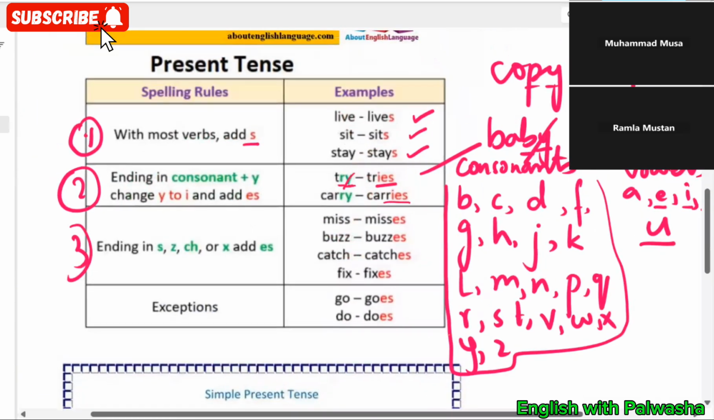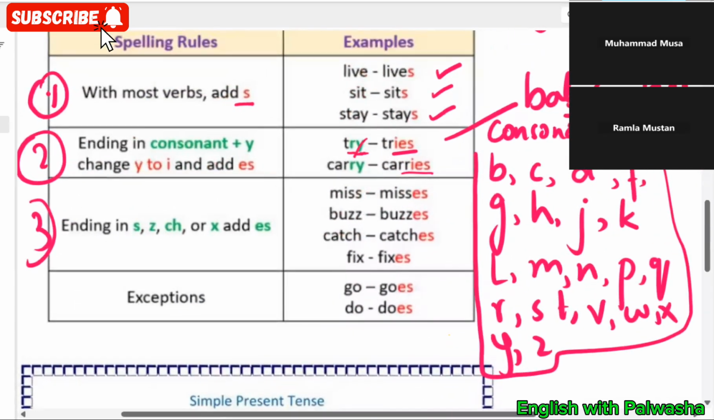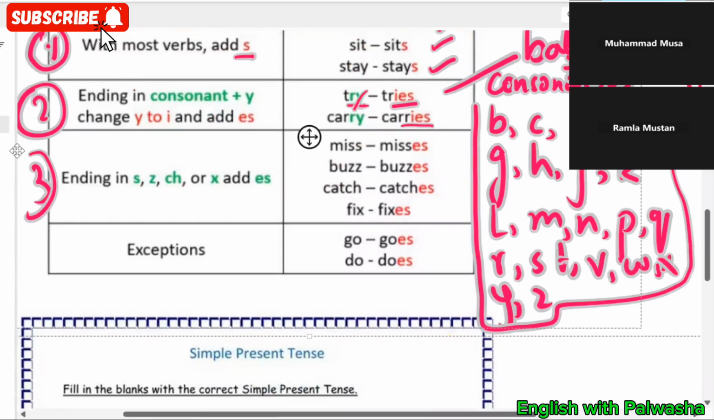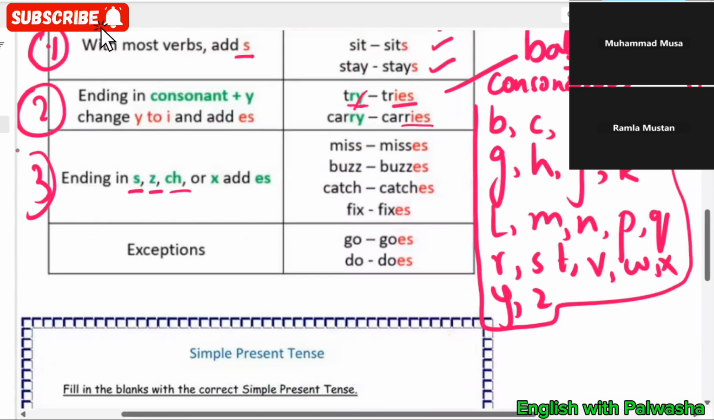It's a very easy thing which we need to understand. If you understand all these rules, it will be very easy for you to add the sentences, because it is the first and foremost tense. Now, for the words ending in S, Z, CH, or X, we have to add ES after them.